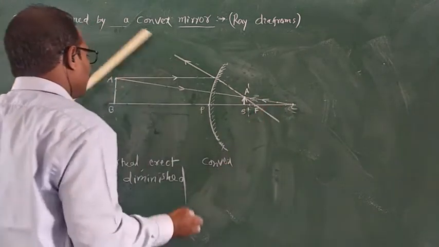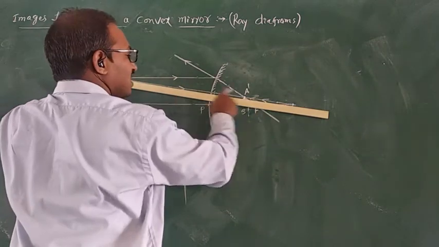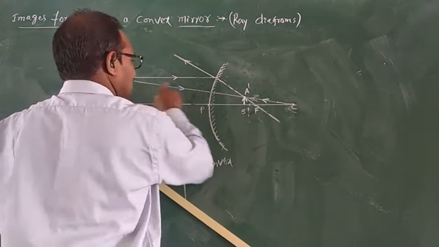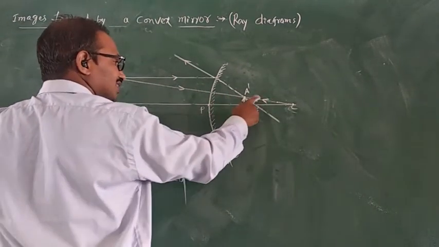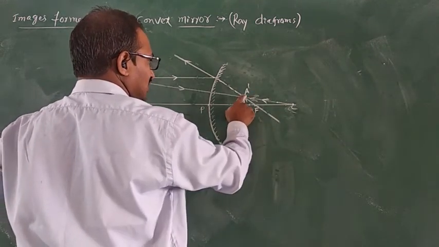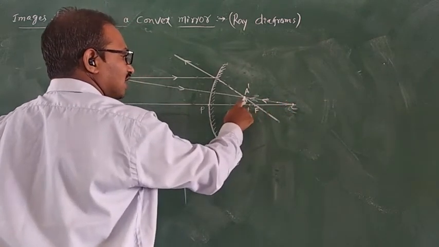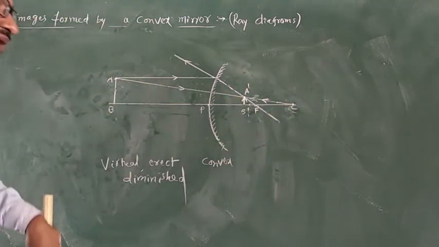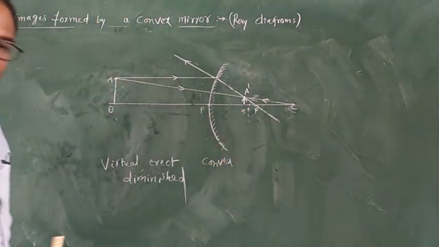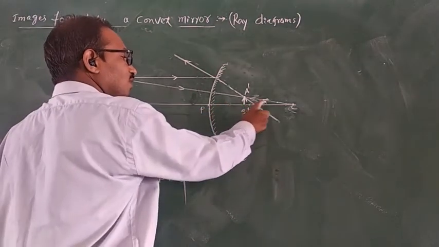Now one more ray I am taking. A ray directed toward the center of curvature retraces its path. When these two rays are meant to meet, here they are meeting. This ray here and this. Now here the image will form. The image is formed between the pole and focus. The image is always formed between the pole and focus.